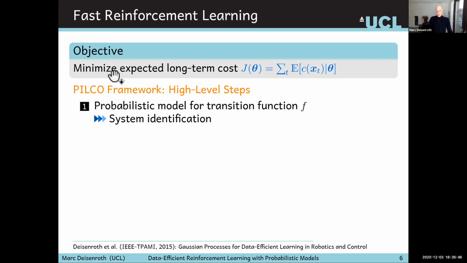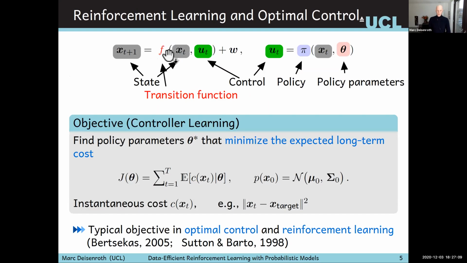So keep in mind that we want to minimize this expected long-term cost. I'm just going to keep that here on the slide. It's a sum of expected costs at every time step. And this learning framework has 4 steps. The first step is we're going to build a model, or specifically a probabilistic model, for the transition function. That's the thing that we don't know from the previous slide. We're building a model of the transitions that take us from a state and the control signal at one time step to the next state.